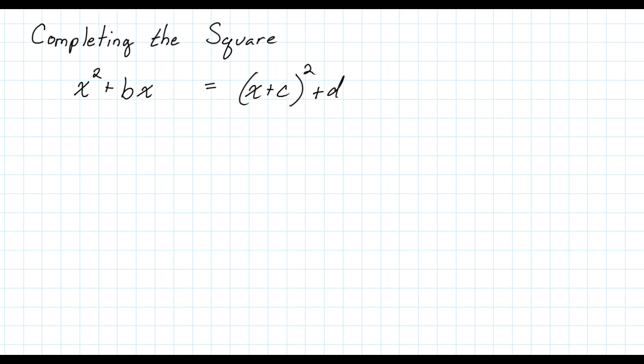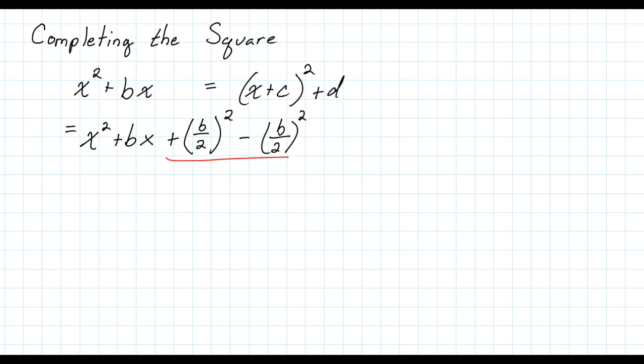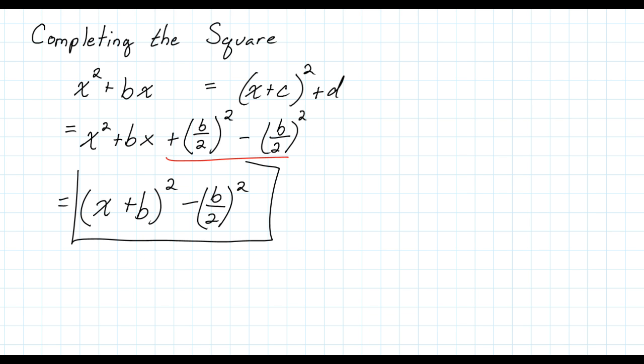So I'm going to take some inspiration from how we expanded (x + a)², and I'm going to write x² + bx + (b/2)². And then I'm only allowed to add 0, so I'm also going to subtract (b/2)². So functionally, all I've done is add 0, which is totally okay. Now, the first three terms here are going to factor to (x + b/2)². And then the final term is just going to hang out on its own. And so this is how I'm going to complete the square.